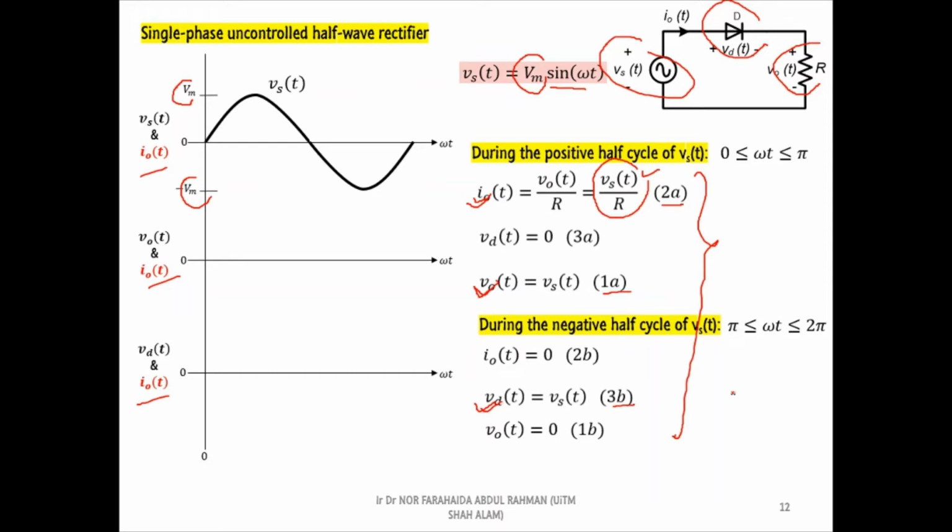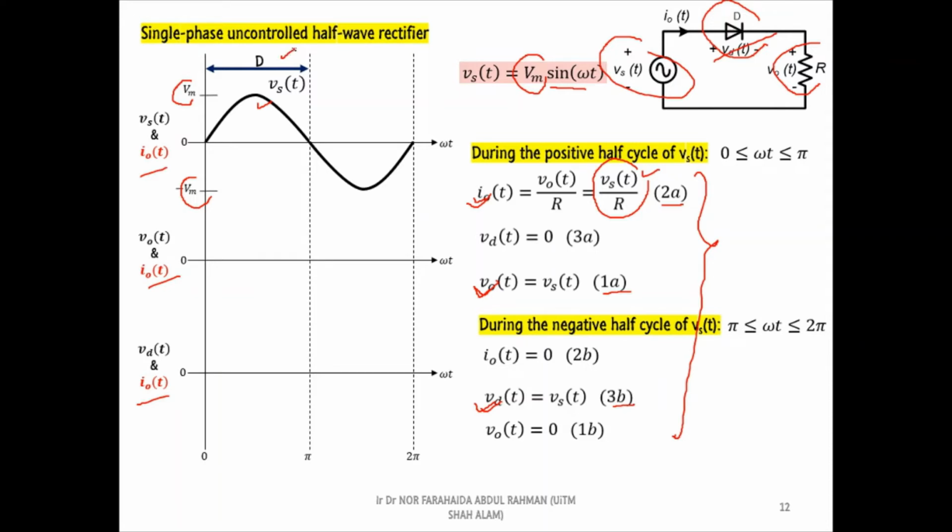For the next step, we need to sketch two vertical lines to separate the positive and negative half cycles of the supply voltage waveform. As discussed before, only during the positive half cycle of the supply voltage, diode D is in forward bias. Thus, we can use an arrow to label the range of the forward bias on the graph. So, we will know that the diode will conduct current only in this range.